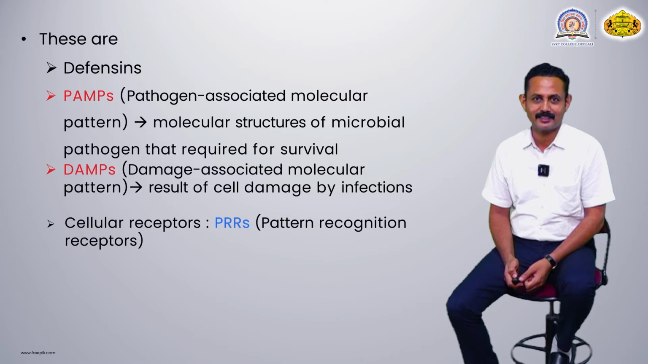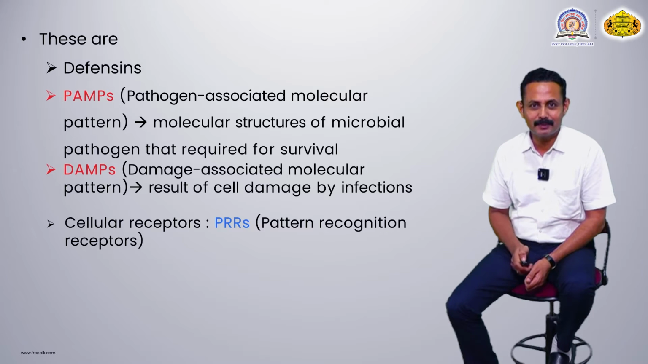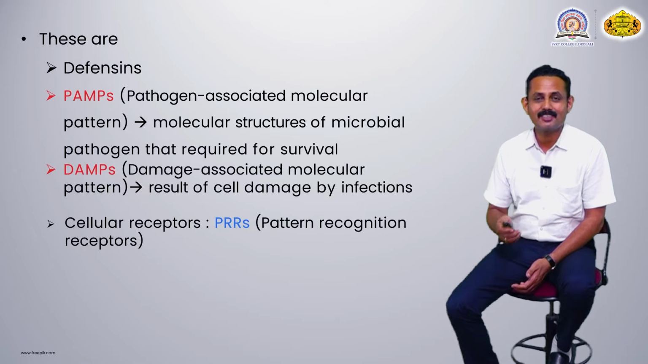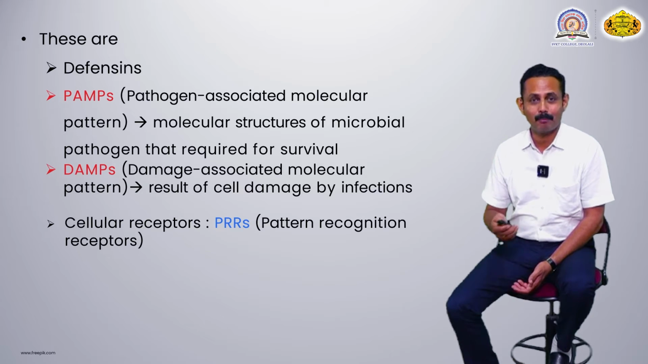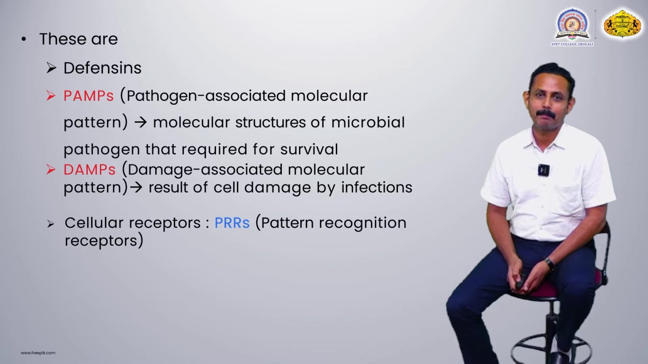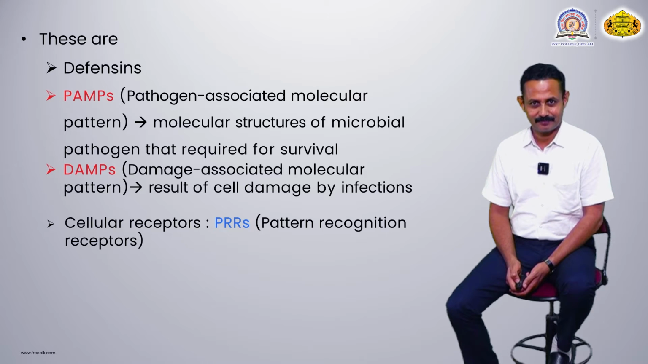These interactions themselves send a signal to the nucleus or the cytoplasm of the cell, and from that signal different destructive immunological mechanisms or molecules are produced which stop the further multiplication or infection of that pathogenic microorganism. So these are the PRRs, or the cellular receptors.